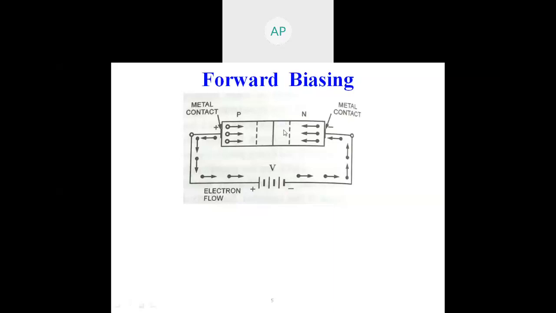It's combined, they will disappear. Once this disappears, the width will be reduced. Similarly, what will happen on the p side?